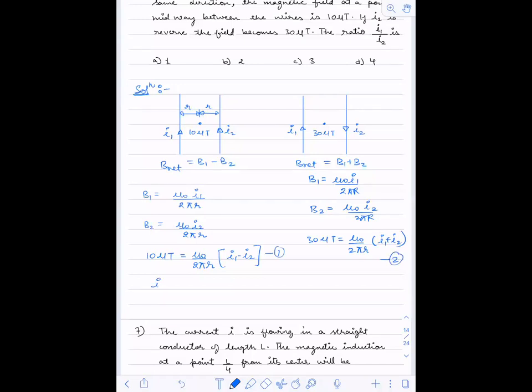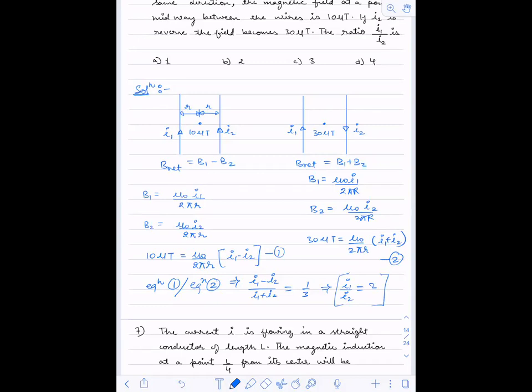How will you get it? Equation 1 divided by equation 2. You do this, and you will get I1 minus I2 divided by I1 plus I2 equals 10 by 30, which is 1 by 3. This implies, sorry, I1 by I2 will be 2.